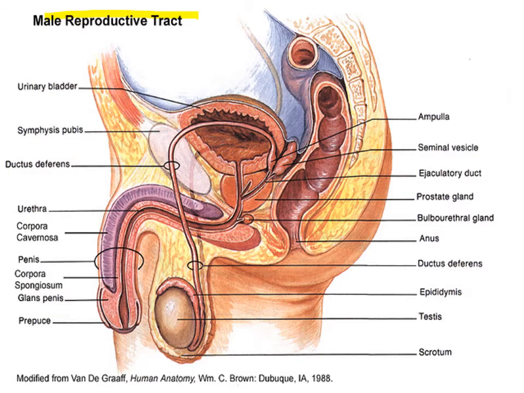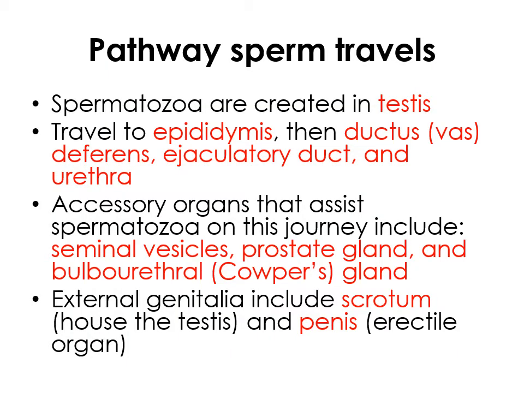So we'll discuss that. The pathway of the sperm's travel: the spermatozoa are created in the testes. They travel into the epididymis, then the vas deferens, the ejaculatory duct, and the urethra. There are accessory organs that assist the spermatozoa on this journey. These include the seminal vesicles, the prostate gland, and the bulbourethral or Cowper's gland.